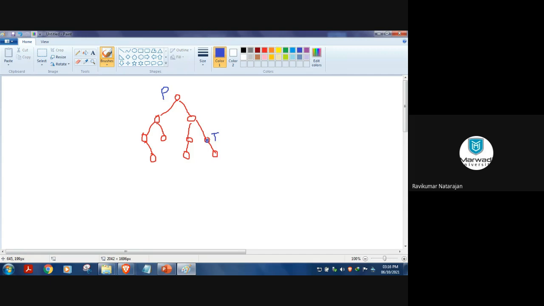So this policeman should traverse all the possible nodes. He should not miss any node, right? And then he should find the thief. So my question is, what possible ways are there for this?